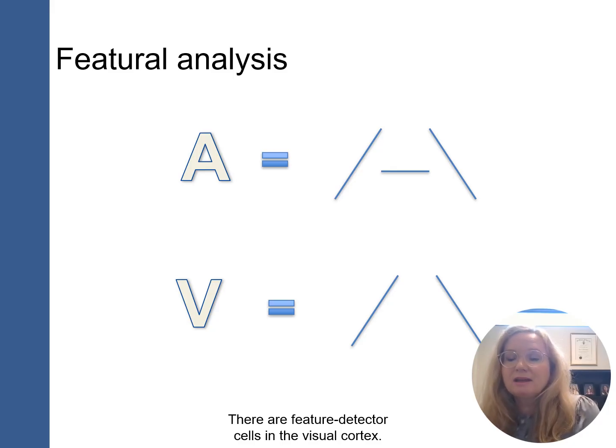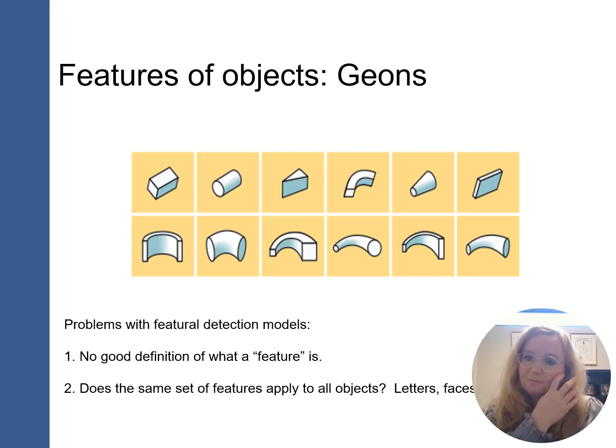So if we have all these feature detectors in our visual cortex, then that should allow us to build more complex things. Like the letter A is developed from a set of lines, two angled lines and one horizontal line, and V similarly. And so you could use all these individual features to build. Researchers had thought, well, maybe there are also even more complex objects.